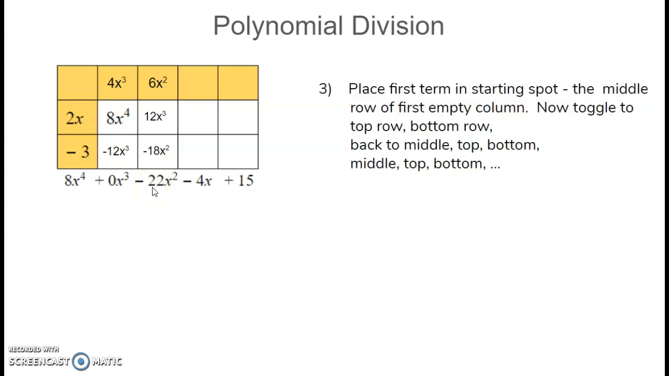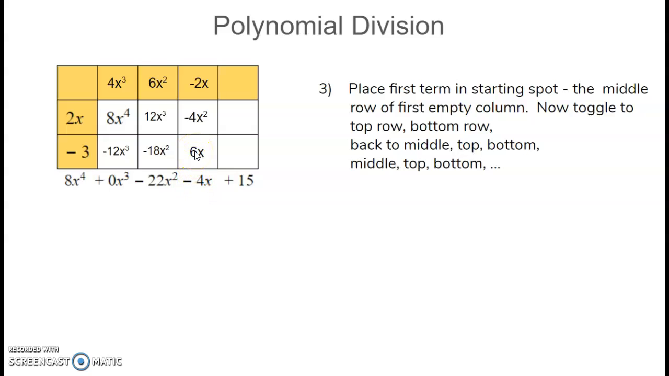But I wanted negative 22x squared. So I have 18 negatives. I want 22 negatives. So this should be negative 4x squared. What times 2x is negative 4x squared? It should be negative 2x. Negative 2x times negative 3 is 6x, but I wanted negative 4x. So I want 4 negatives.